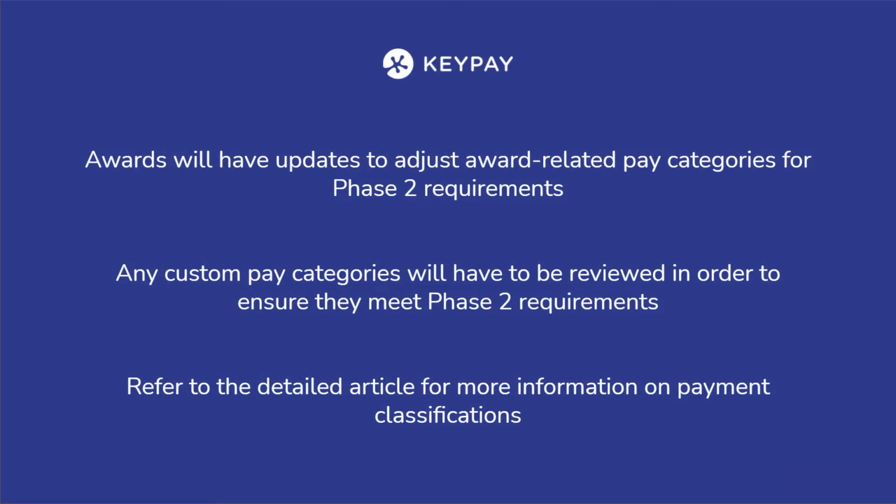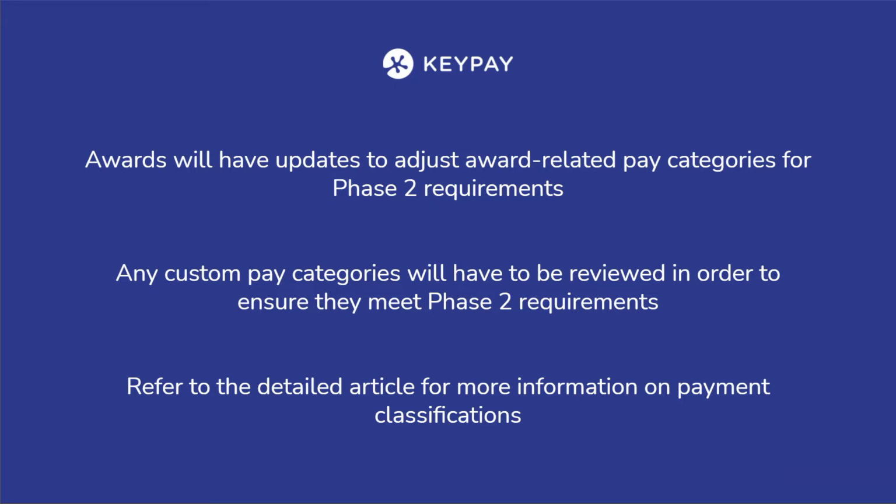Additionally, shortly after the release of these new payment classifications, we will start publishing updates to any prepackaged awards with pay categories that need their associated payment classifications updated. This means that once users update their installed awards with the relevant update, no further action will be required by those users to ensure that the default pay categories associated with the awards are mapped correctly as per the Phase 2 requirements. Where businesses have created their own custom pay categories, these categories will need to be reviewed in order to ensure that they meet Phase 2 requirements.